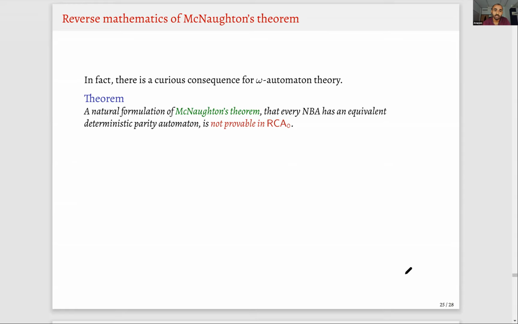And this statement, or at least I should say a natural formulation of this statement, is not provable in RCA zero. And this was a question that was left open in the previous work that I mentioned of Kolodziejczyk-Michalewski-Pradic-Skrzypczak. And the point is, it turns out that if it was provable, you could actually do all our arguments with one less quantifier complexity. And so you would contradict Gödel's incompleteness theorem for cyclic proofs.